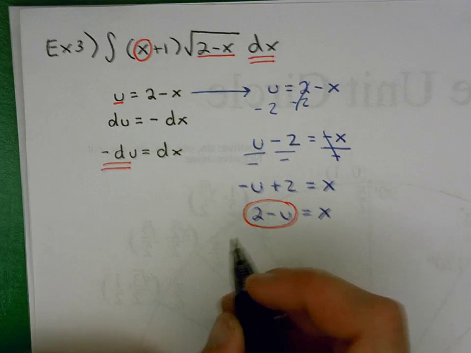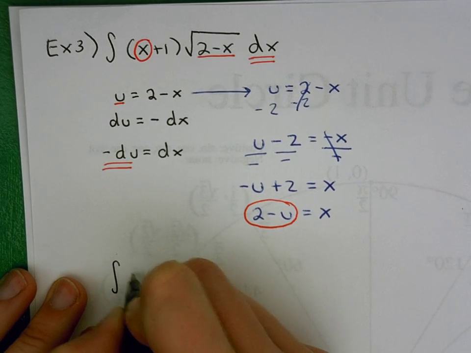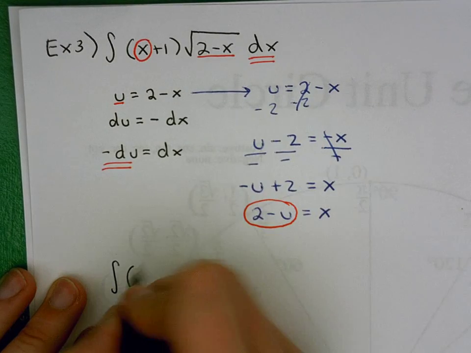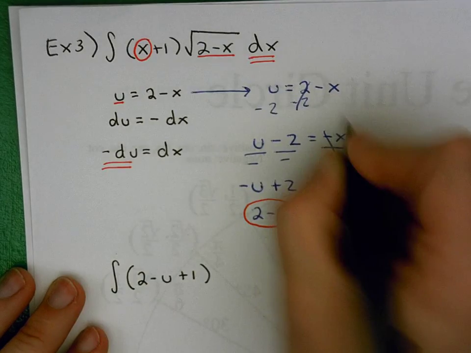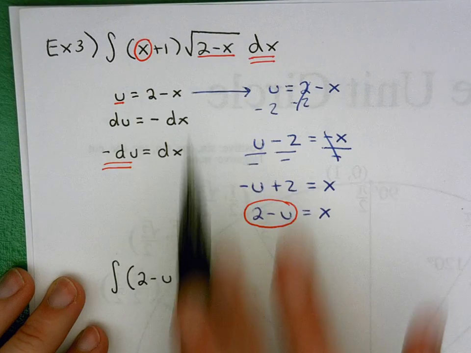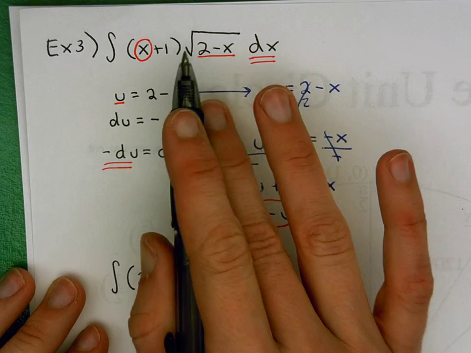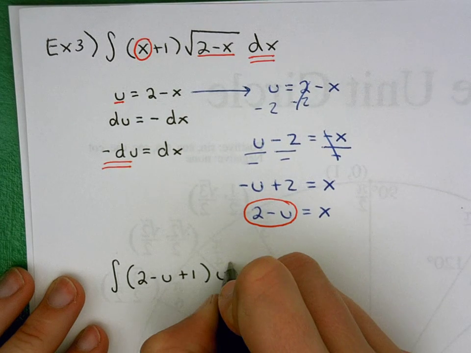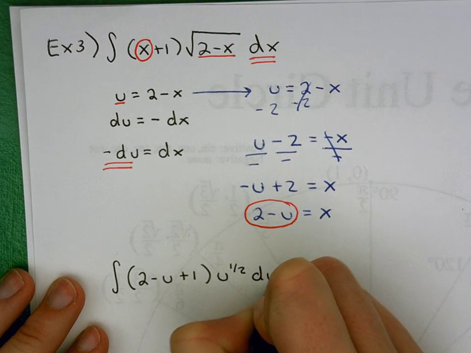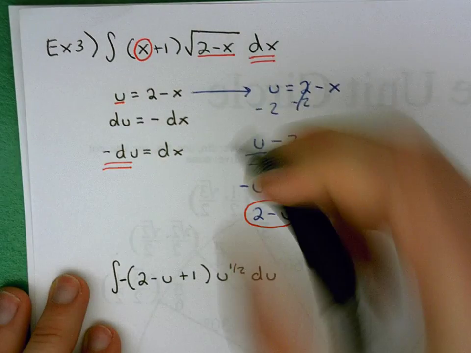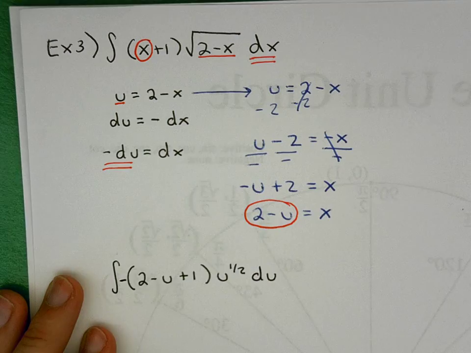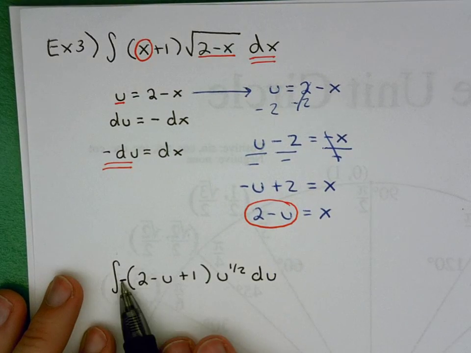Okay. So here we go. Let's go ahead and do our substitution. Our x is going to be called 2 minus u. That plus 1 was never in my u or my du, so I'm going to go ahead and leave that plus 1 in my problem. The root 2 minus x is going to become root u. And the dx is going to become negative du, because that's what dx was, negative du. So we have negative du.